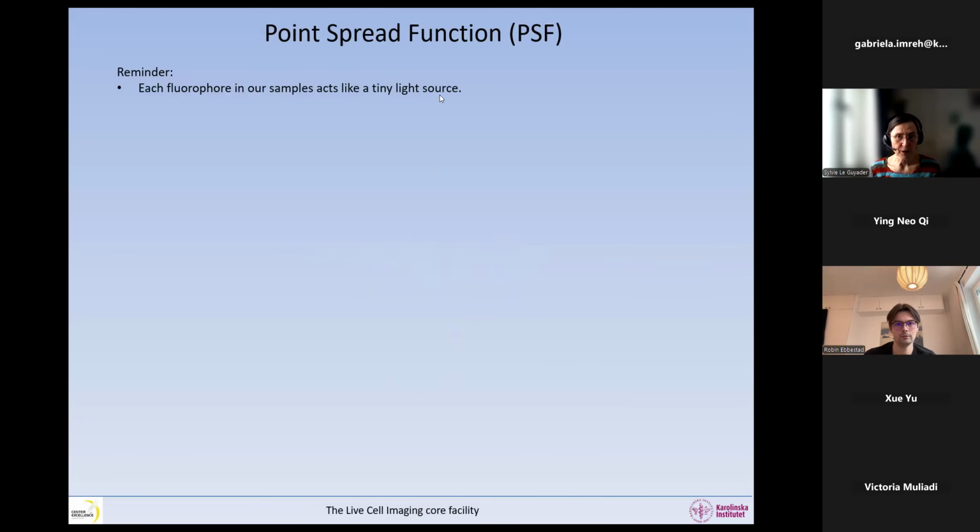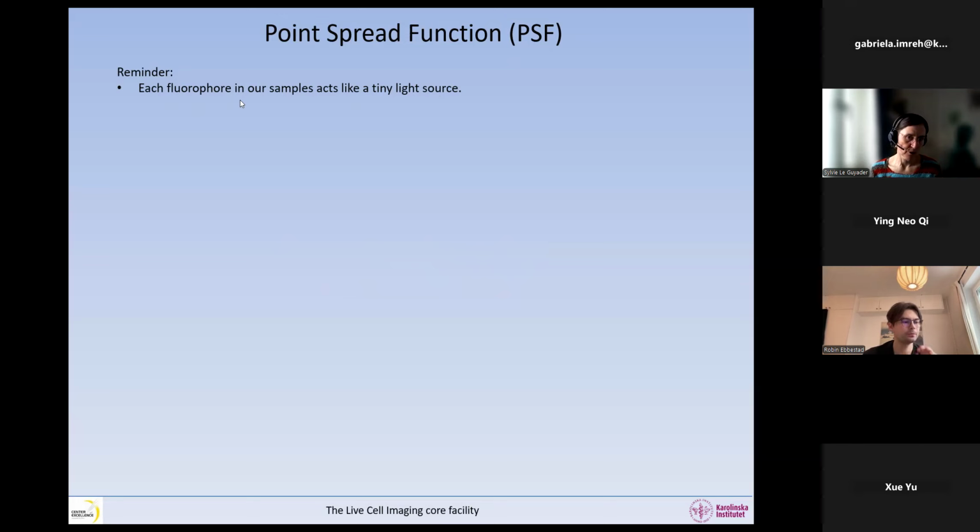So the point spread function is abbreviated PSF, and I have to apologize in advance because unfortunately Nikon has decided to call their hardware autofocus PFS. So I mix them up all the time. But anyway, PSF is the point spread function, and this is a reminder of what it is.